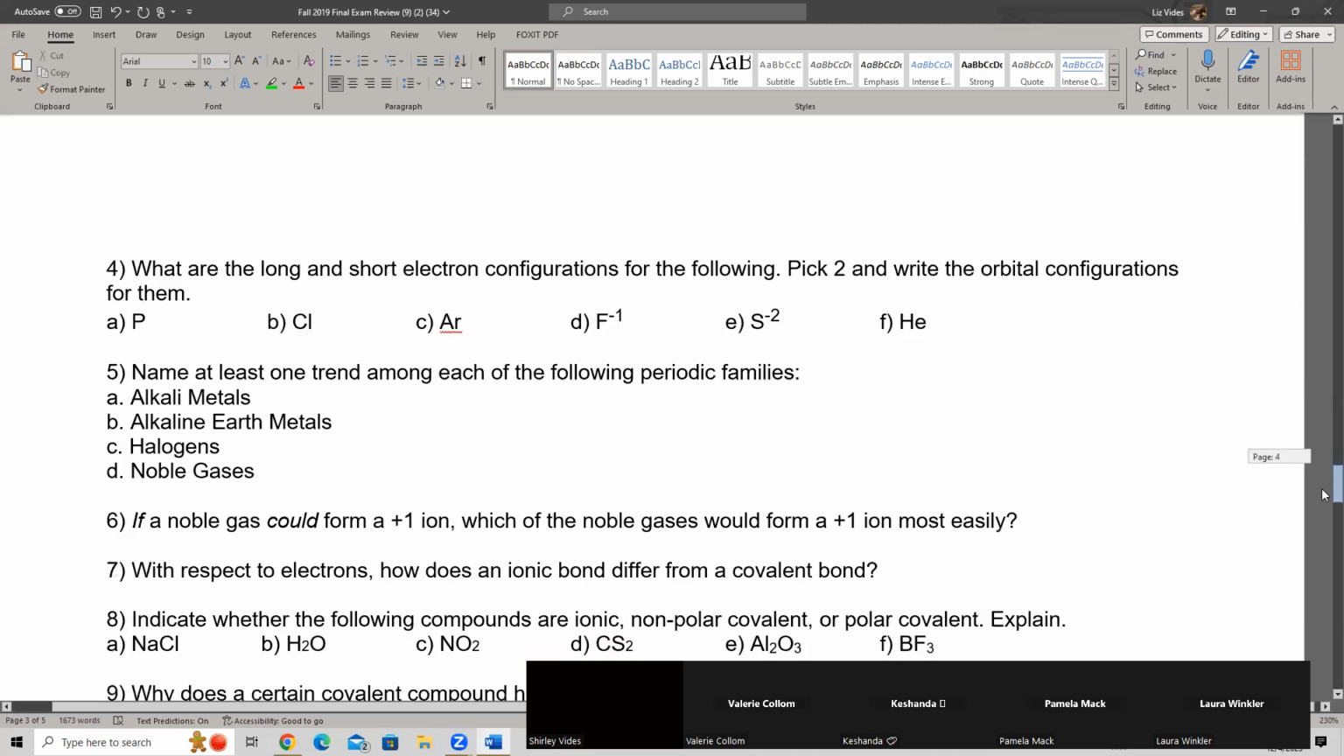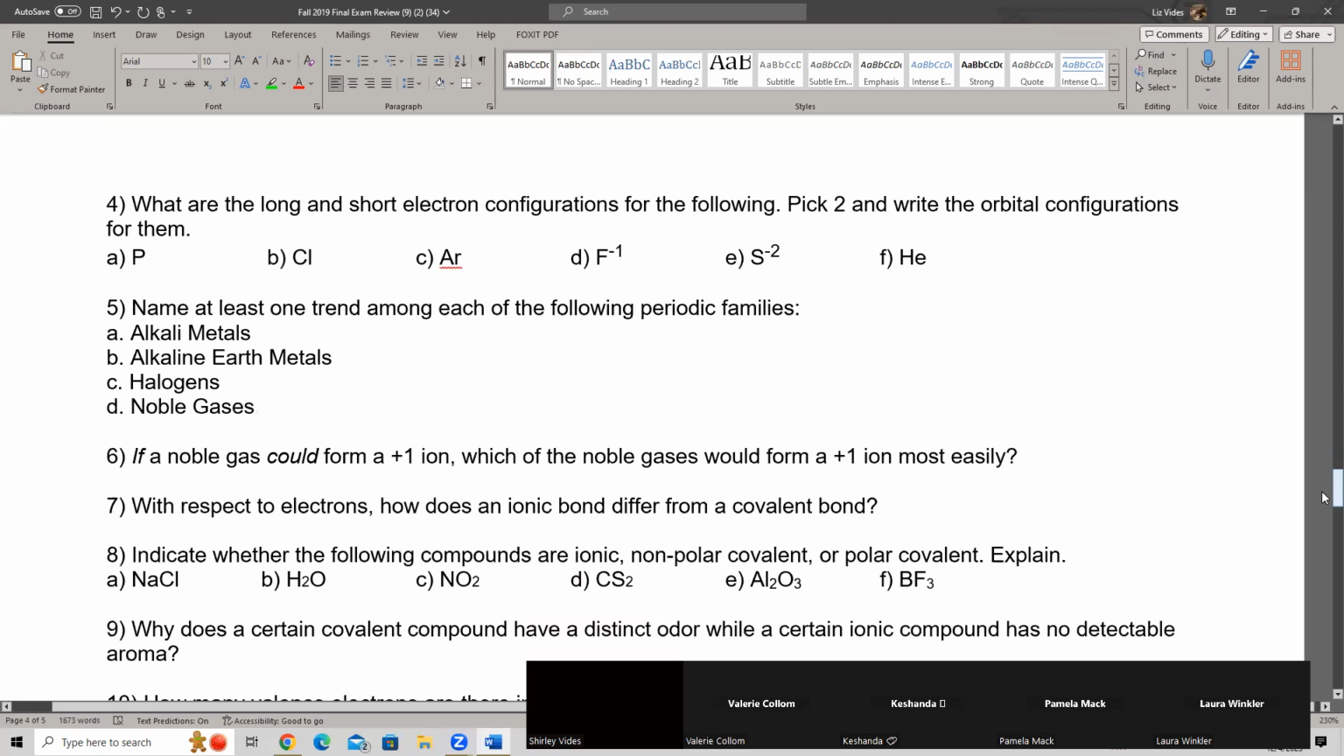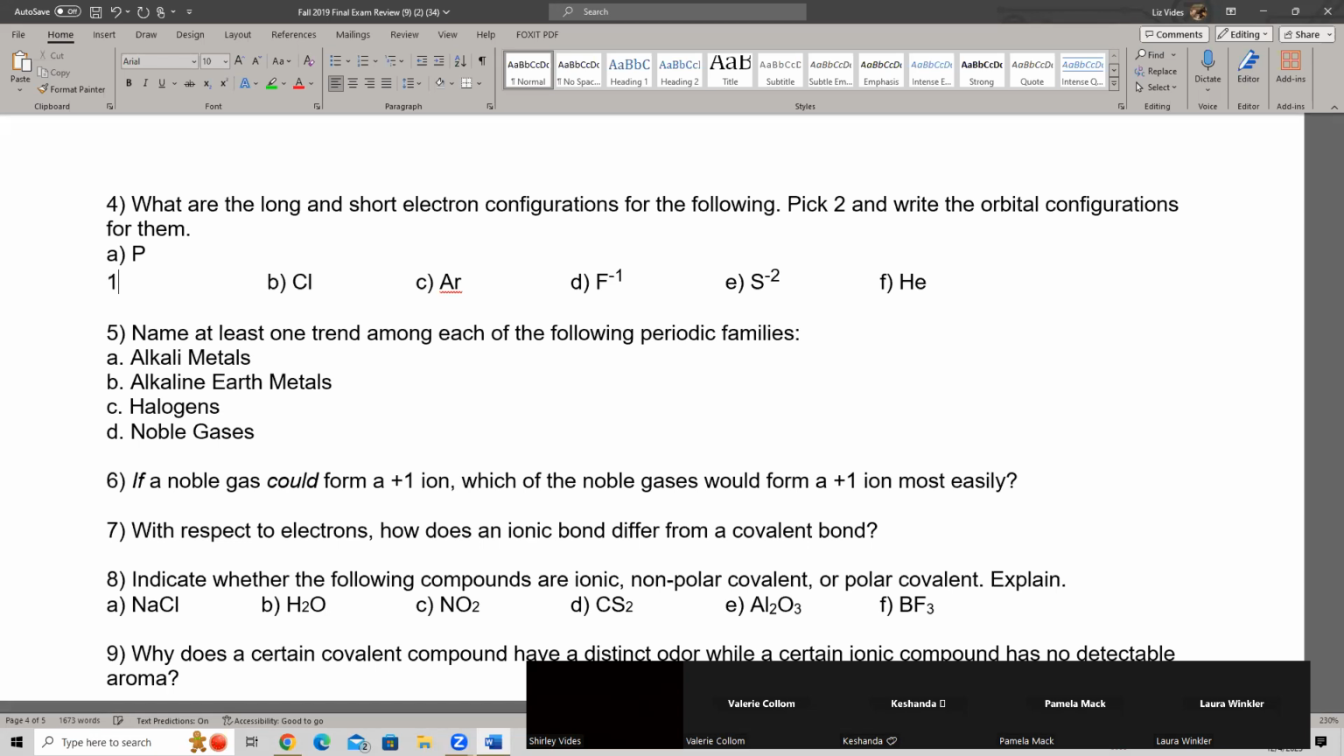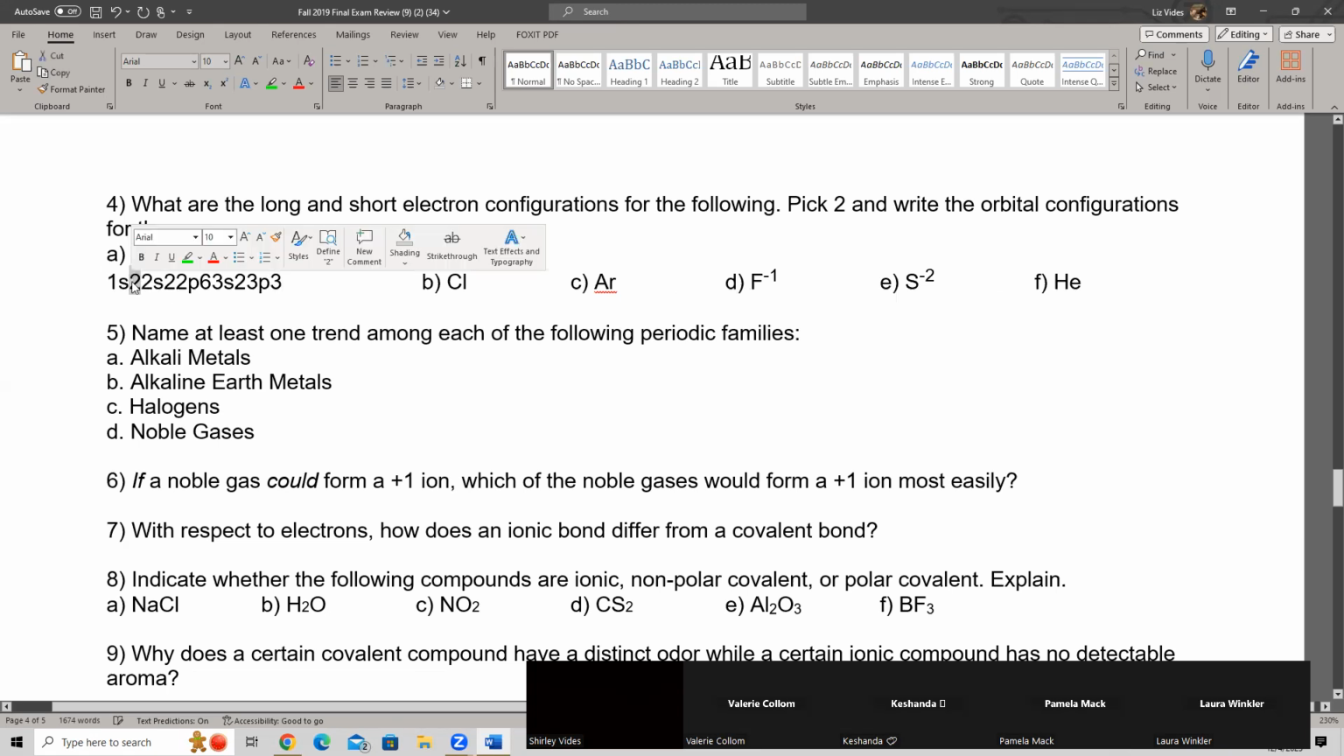All right, the next one. Long and short electron configurations. Remember those. Okay, so phosphorus, and I'm just going to write it. 1s2, 2s2. And I know I'm not putting it up, but it's just hard to do all that and write at the same time. And phosphorus is on 3s2. Okay, so 2p6, 3s2, and 3p3, right? All right, so this is up.